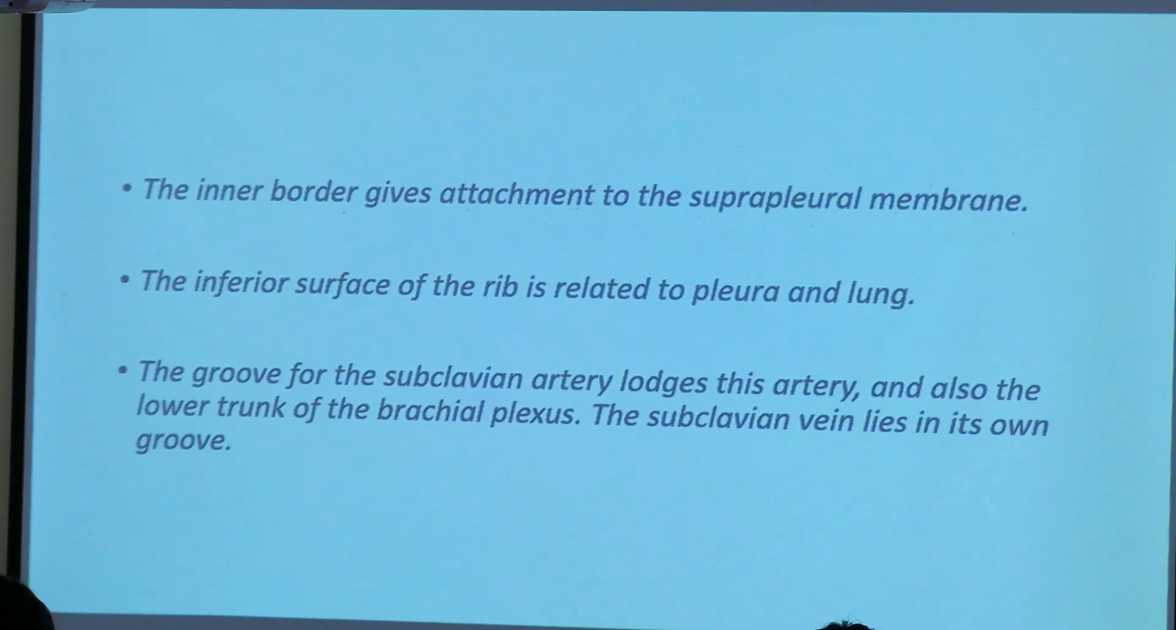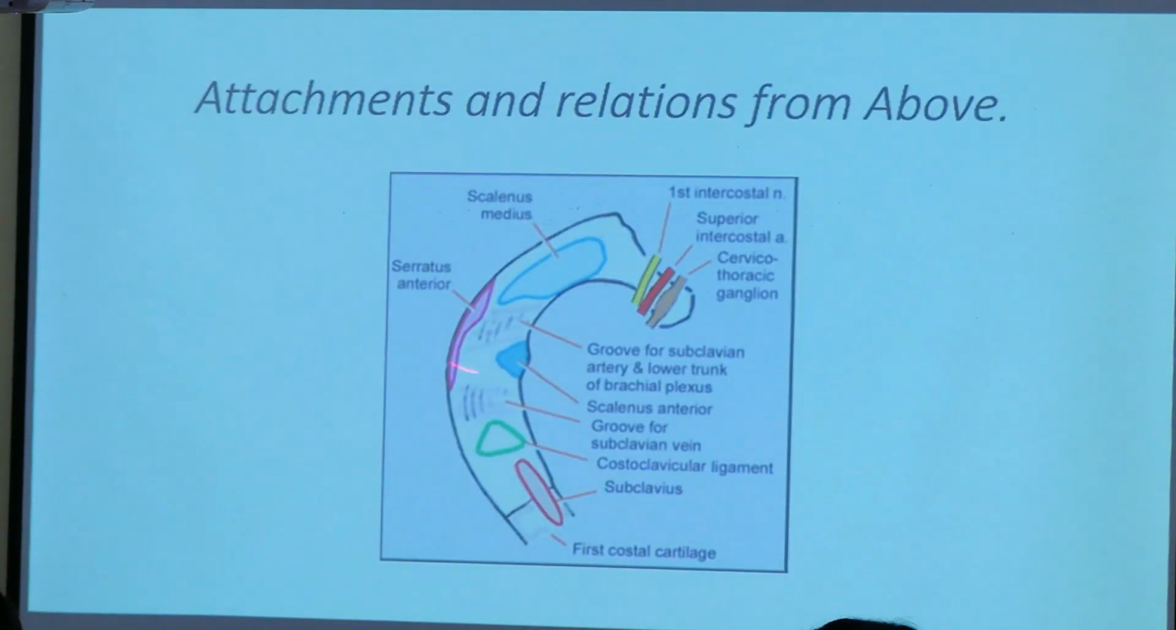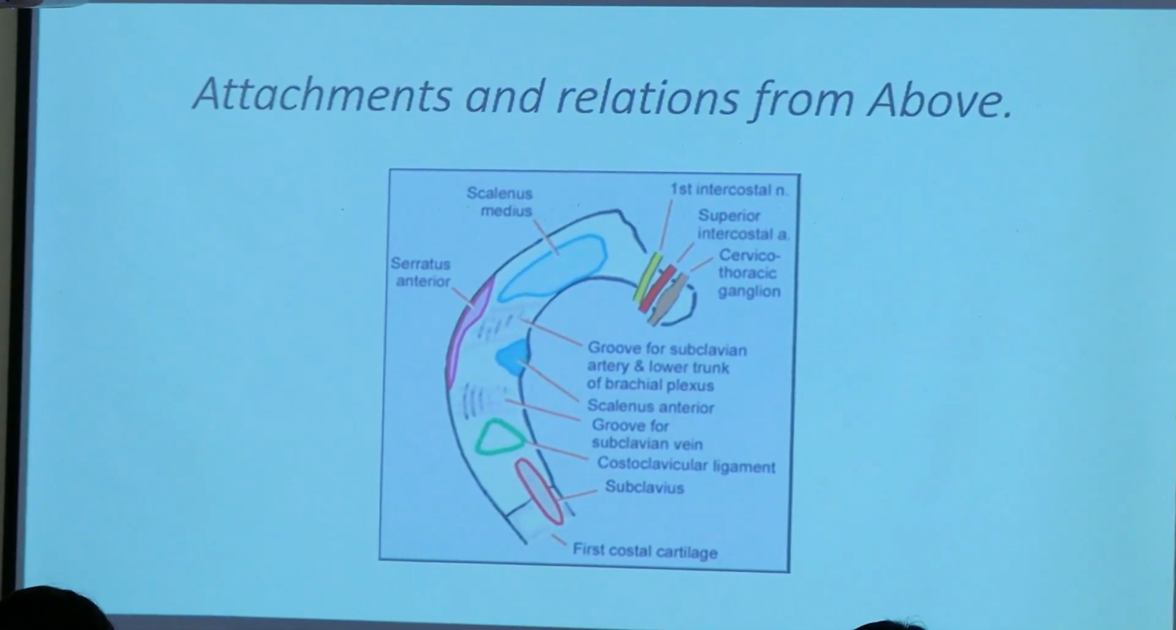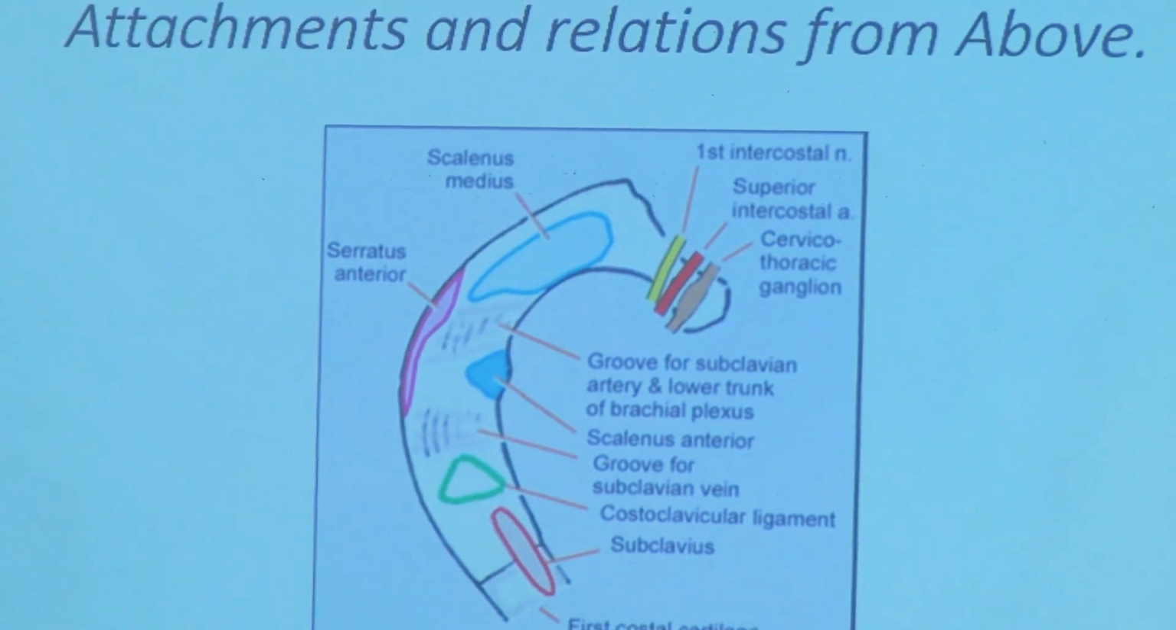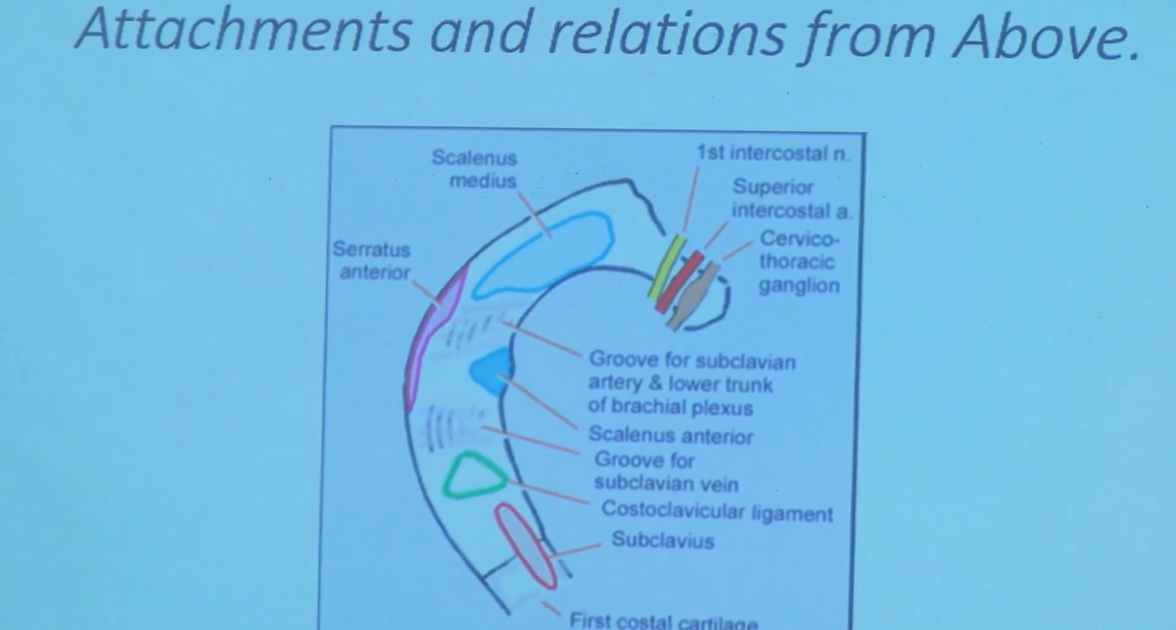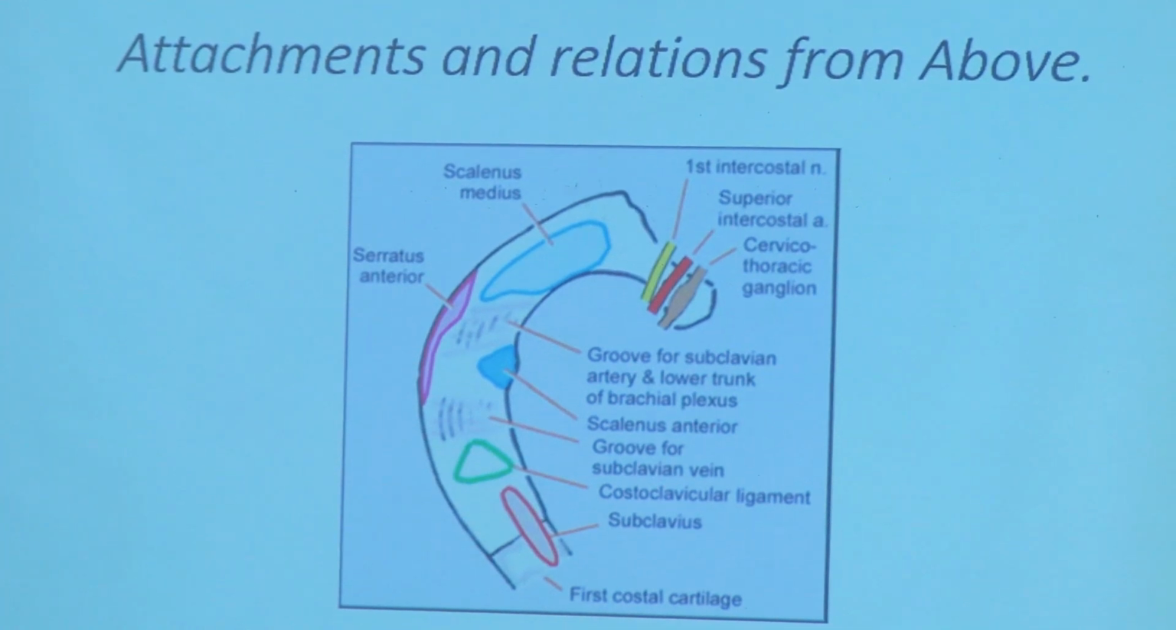Pleura and lung. The groove for the subclavian artery. Look here, this one is the groove for the subclavian artery, right? What is in it? Along with the subclavian artery, there is the lower trunk of the brachial plexus. There is some clinical importance. Whenever these are compressed, obviously if a nerve is compressed, what will happen? Neurological symptoms, like numbness, loss of sensation, tingling sensations, anything can happen.